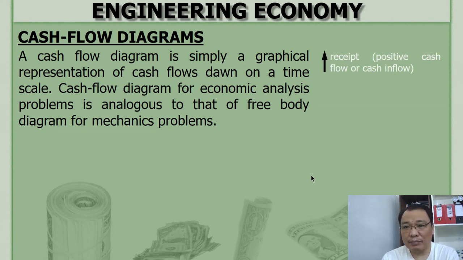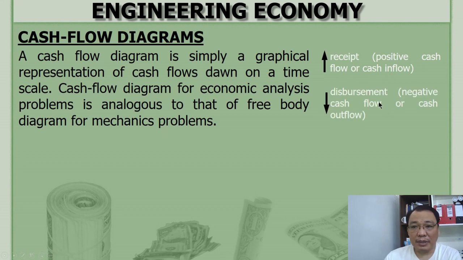Okay. Sa cash flow diagram, pag receipt, we will assign it an upward arrow. Receipt or positive cash flow or cash inflow. Pag disbursement, expenses, cost, and negative cash flow or cash outflow, ato siyang i-assign na downward arrow. Pero, depende na sa imo. Every time you analyze a problem, dapat kay alam ka unsa ang meaning sa imong pag-designate, pag-assign sa arrow.